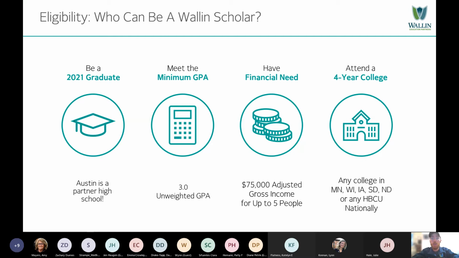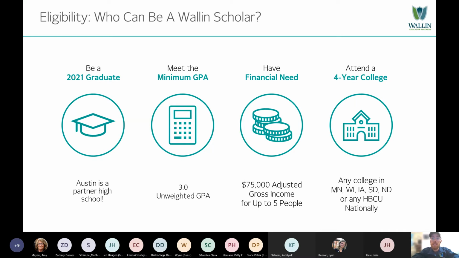We do need a 3.0 unweighted GPA. I know lots of scholarship programs look at things in all kinds of different ways, but we will take your flat unweighted GPA for eligibility. There's no ACT requirement at all this year. As I mentioned, you have to have some sort of financial need, which we define as a $75,000 adjusted gross income. You can find that on your tax forms, and within the next 2 weeks, we'll be putting out lots of documents from Walla about where specifically you can find that.